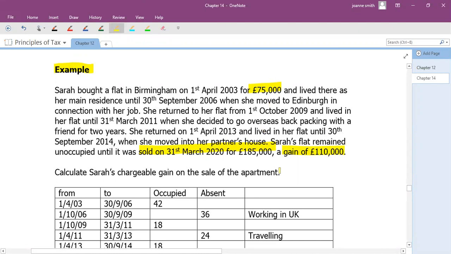Now, please remember, if you see somebody with a property, if it says it's always been their main residence and they've never moved out, never done anything else, then all of the gain will be exempt. So you just need to state that in your answer.